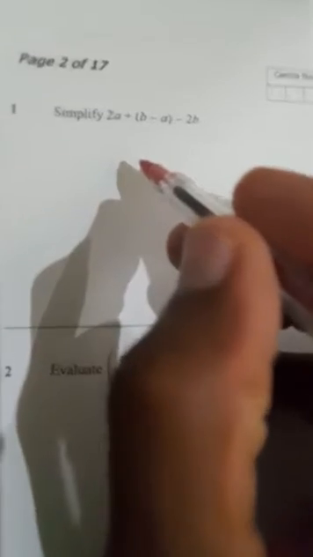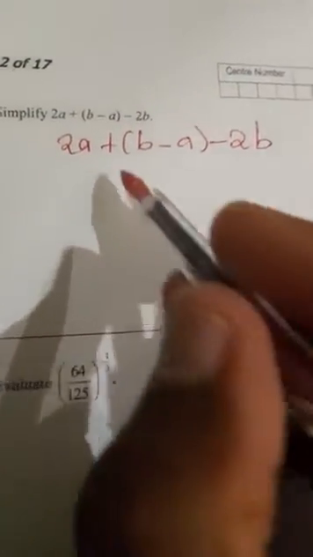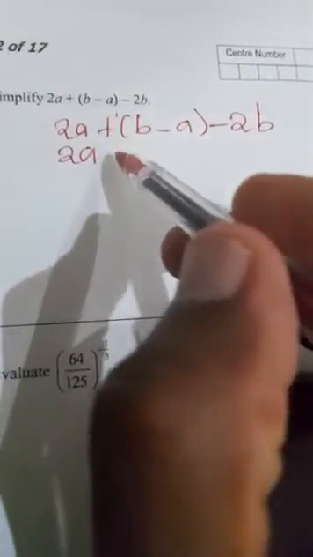They want you to simplify. We move together. Copy the question as it looks. You say 2a plus b minus a minus 2b. Then start expanding. 2a, here it means there is just a 1. You can say plus b minus a minus 2b.